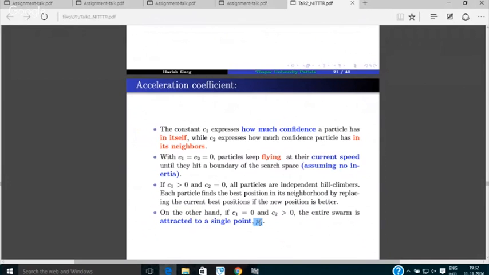There are these factors: one is W, then C1 and C2. R1 and R2 are the random numbers. You can assign values like 0.4, 0.5, 0.9. That is not a big issue.